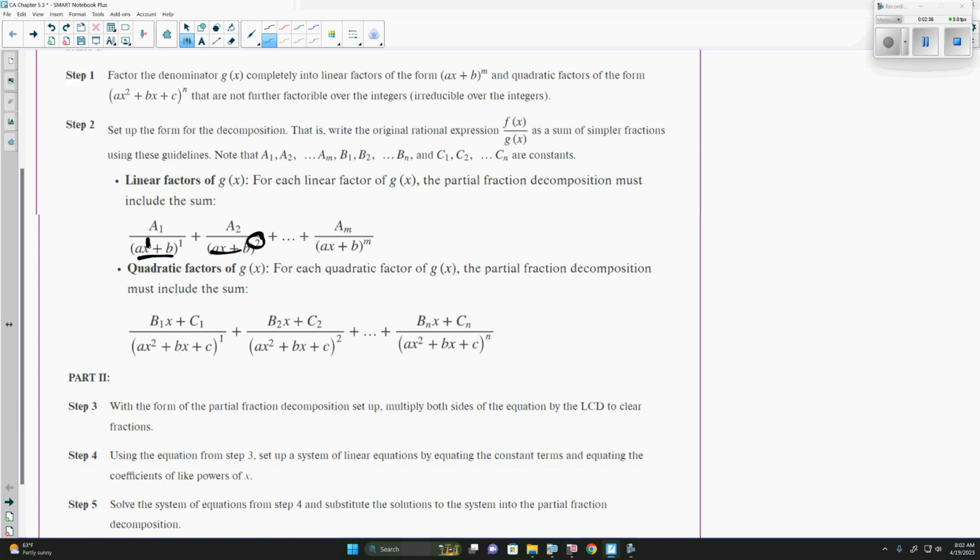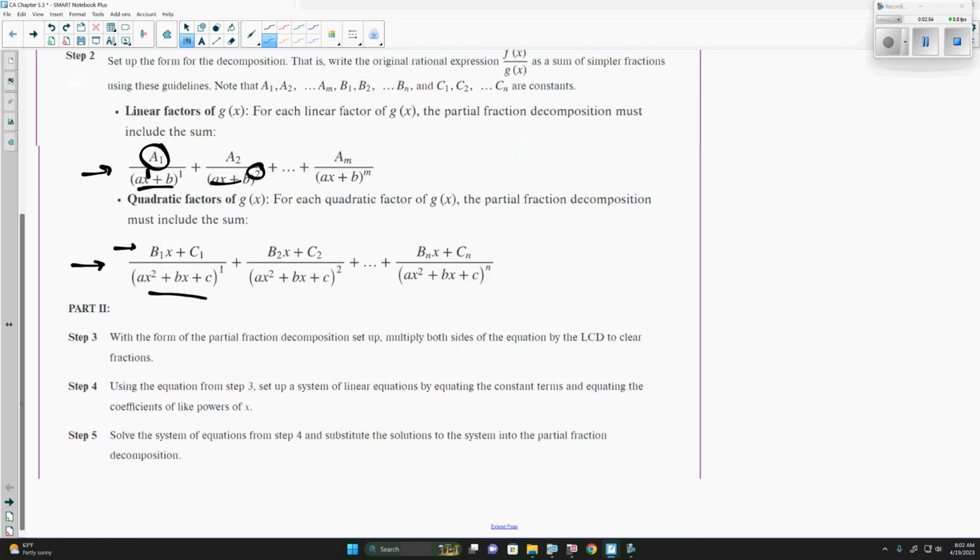So since inside each one of these parentheses for this top set, the degree is 1, the degree of the top has to be 0. So we just have A, B, C. For when the degree of each one of these parentheses is 2, the degree of the top is 1, so we'll have an x, and so on and so forth. And then we write it and go through these steps here.